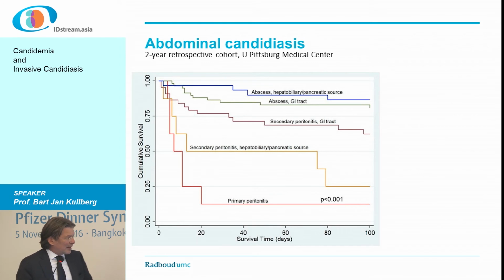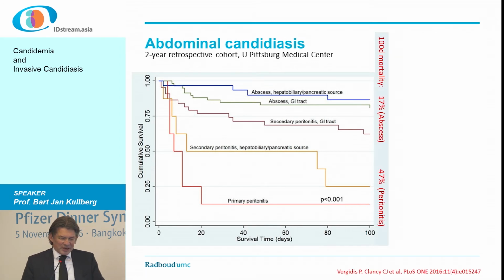If you look at mortality rates or survival, in this case, there is a difference between the patients with the abscess, who have a quite favorable survival rate, and the ones with peritonitis, most of whom die. And of course, again, that's because one can drain an abscess.